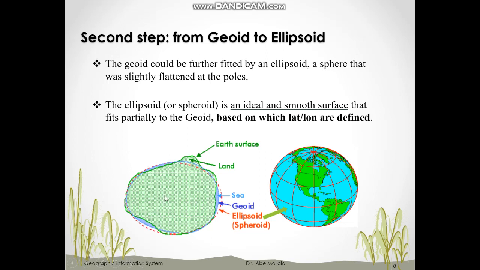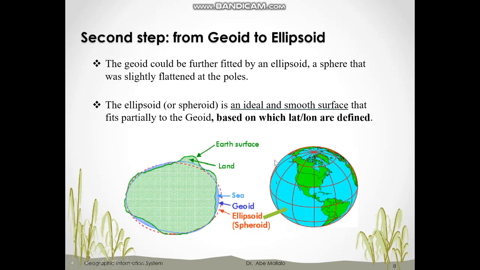In this figure, this green color shape is our real surface, okay? And very irregular and very bumpy. The first step is to use geoid, which is this blue one, to approximate the real surface. So this blue shape is geoid or the mean sea level, which still is not smooth, but is used to approximate the real surface of the Earth. And ellipsoid or spheroid is the orange dashed line, as you can see, which is an ideal smooth surface. We can use it to partially fit the geoid. So it is based on the ellipsoid that we can measure our latitude and longitude for any location.